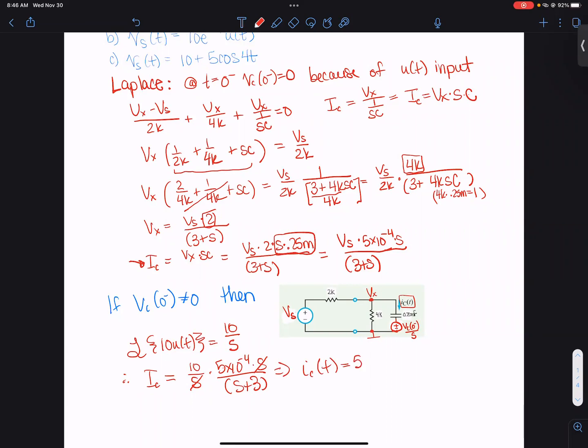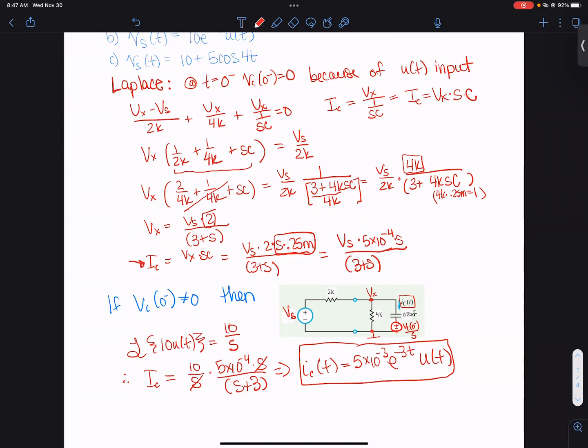What is it, 5 milli? Let's see, 5 times 10 times 10. Yeah, 5 milli, e to the minus 3t u of t. So this would be our solution for the Laplace.